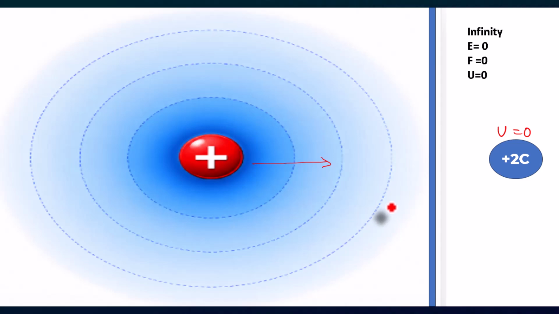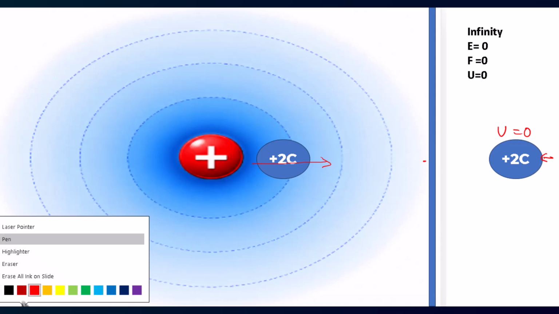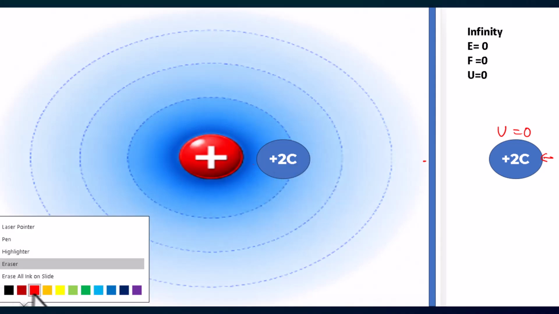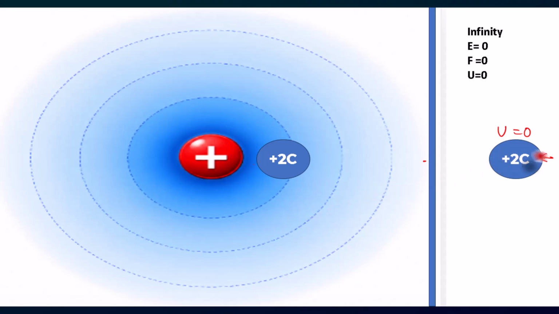Now, suppose we apply an external force onto this. So, I apply external force onto this and push this charge into the electric field. So, I bring it into the electric field. And finally, I bring it to this particular location. Let me erase the previous arrow. Right. So, by applying a force onto this plus 2 coulomb charge, let's say we have shifted it over here or brought it over here.